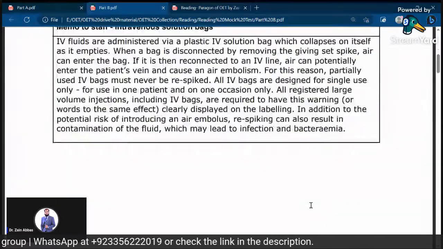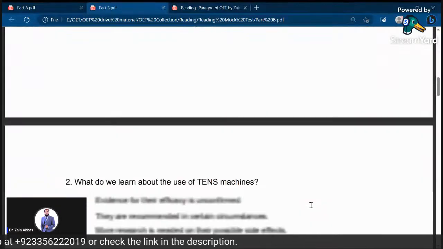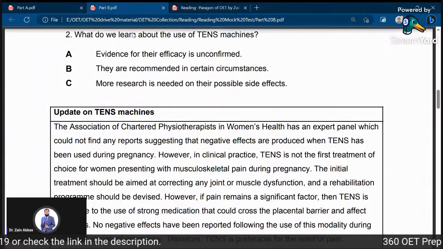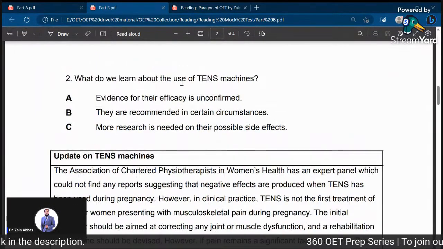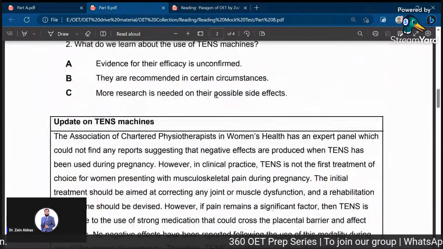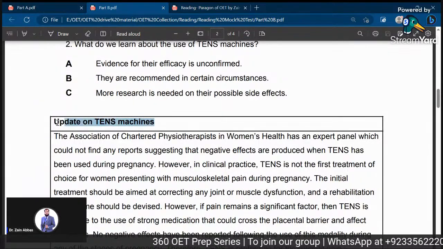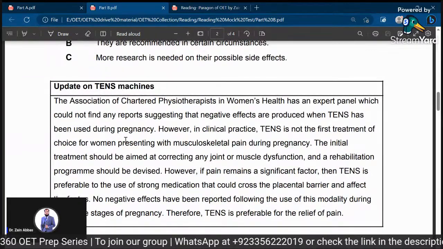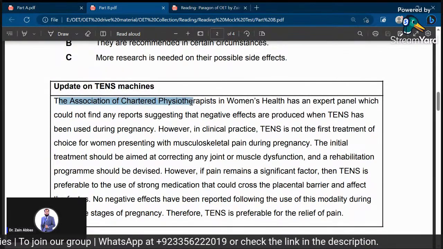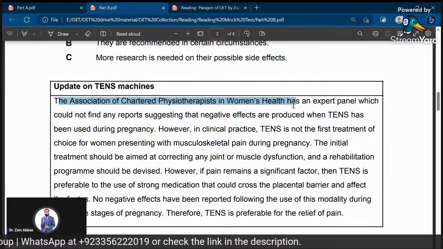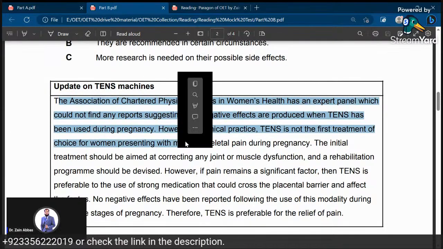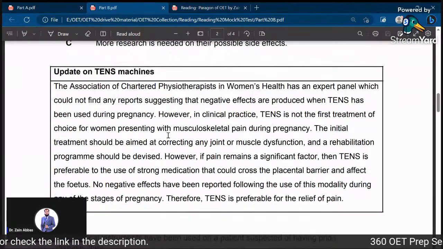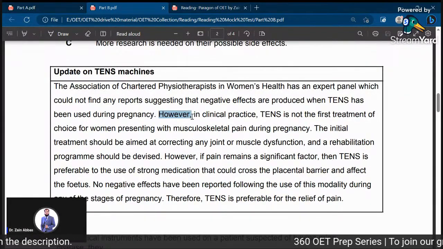So I can answer it very easily. Next question: what do we learn about the use of TENS machine? Use the heading technique here, "Update on the TENS machine", and then scan all the paragraphs, skim all the paragraphs. The Association of Chartered Physiotherapists, blah blah blah, has an expert panel like this, and then use the signal words, like "however" is the signal word here.